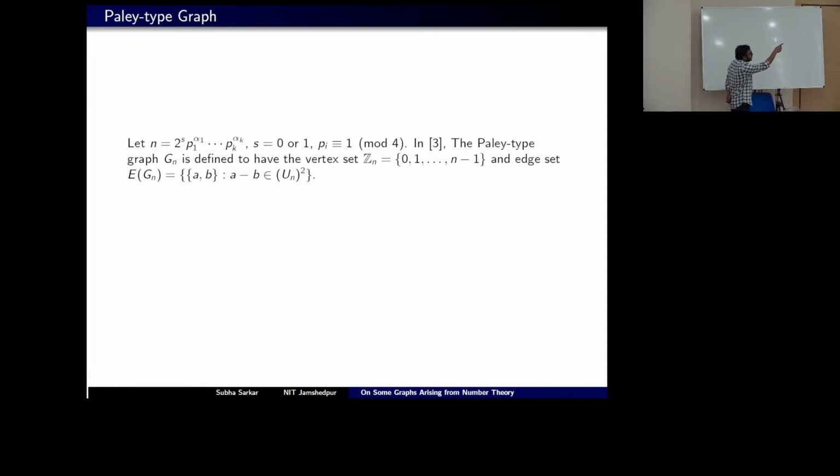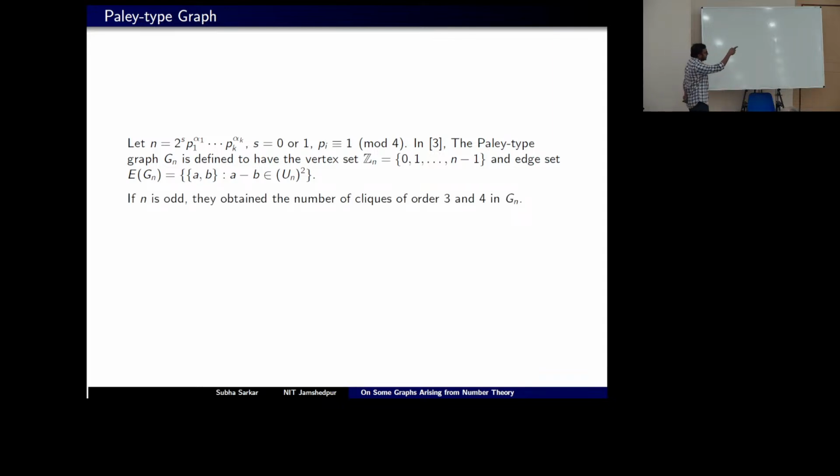So why do we want this p_i congruent to 1 mod 4 condition? Because if between A and B there is an edge, we want between B and A also there is an edge. That means we want both A minus B and B minus A to be quadratic residues. Therefore minus 1 must be a square, and to have minus 1 be a square, we want all these p_i congruent to 1 mod 4.